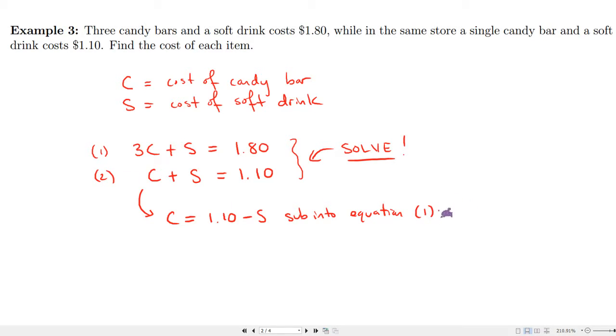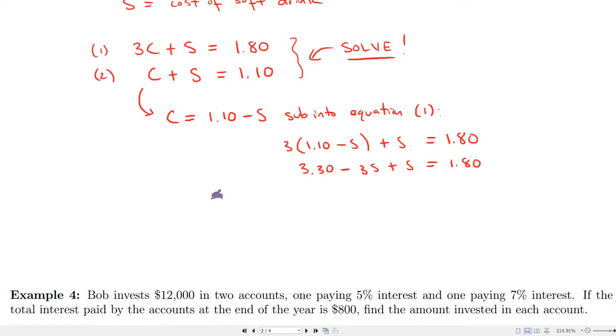So then we would have 3 times this plus S is equal to $1.80. Okay, so then we would have $3.30 minus 3S plus S is equal to 1.80, and then we would have 3.30 minus 2S is equal to 1.80. So we could add the 2S over here.